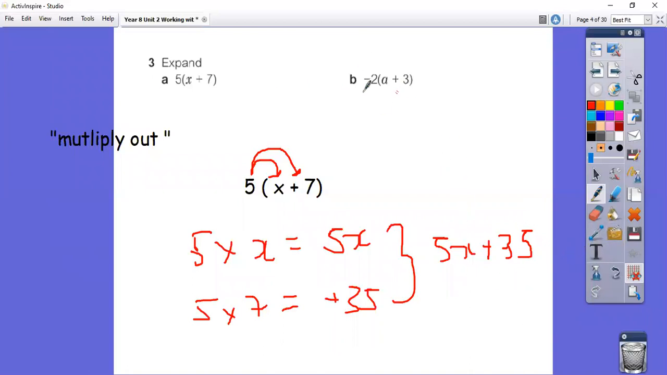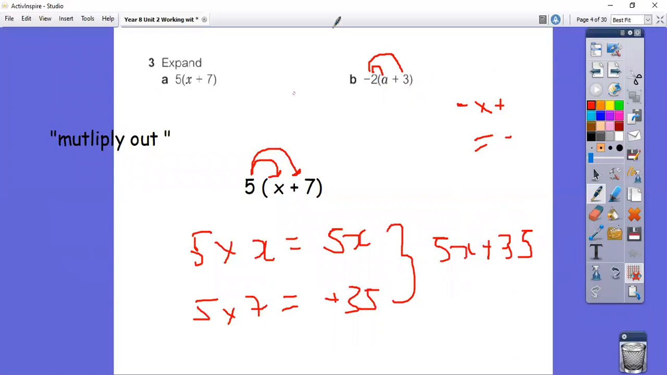Okay, so I'll let you guys do part B. Be careful here, this is a negative 2, so you're going to do negative 2 times 8, you're going to do negative 2 times 3. Remember, negative times a positive is a negative. Negative times positive is a negative.